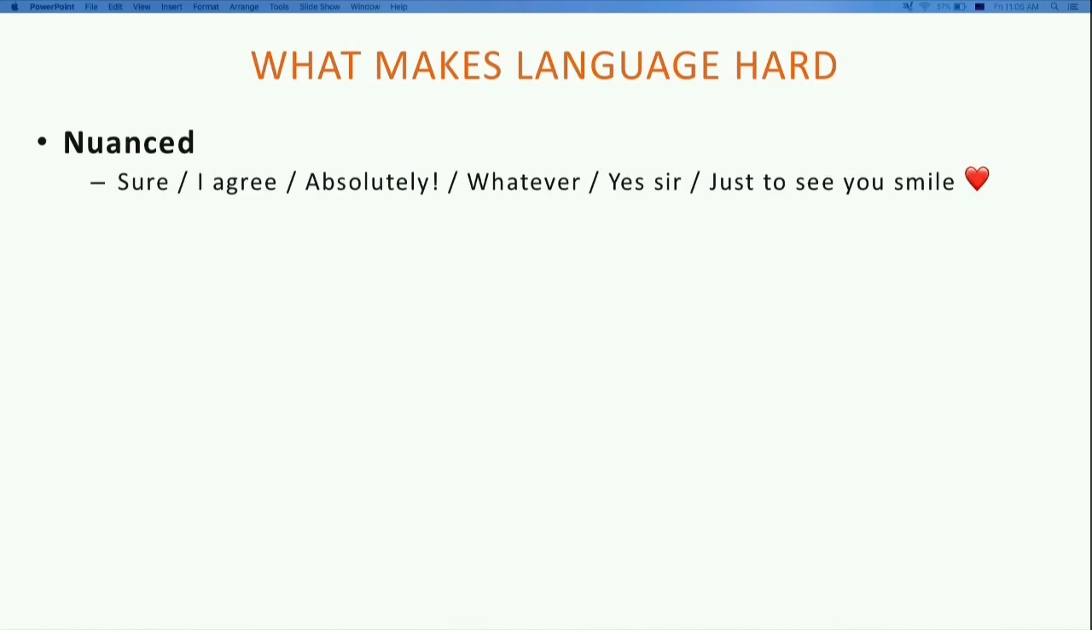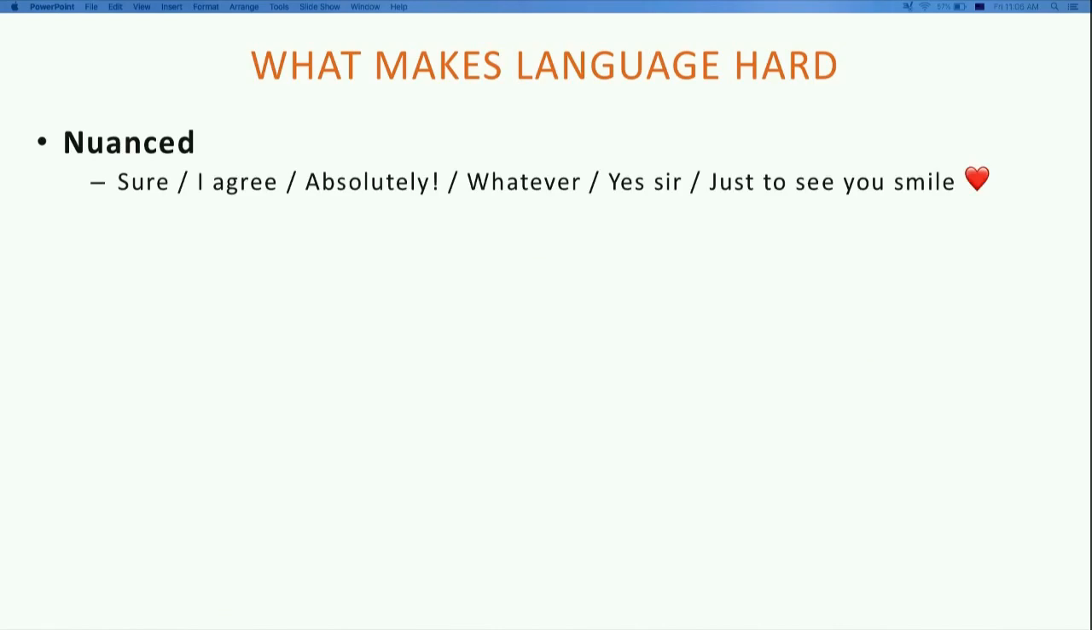Which makes sense, because if you think about it, language is the main way we communicate as a species. Like we do other things, we dance, we kiss, we paint, right? There are other ways to communicate, but the main way we communicate is we speak, we read, and we write. And here's the problem.